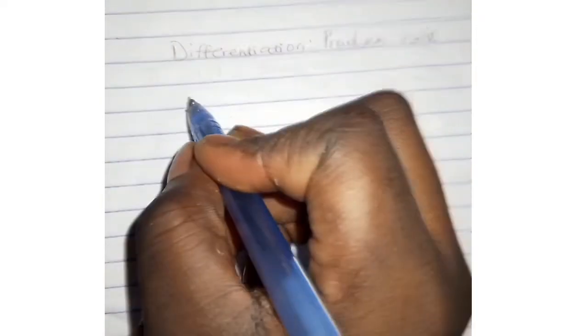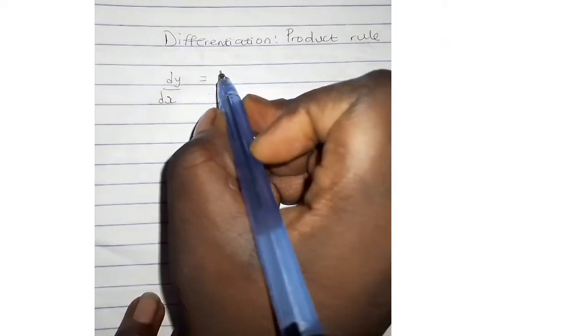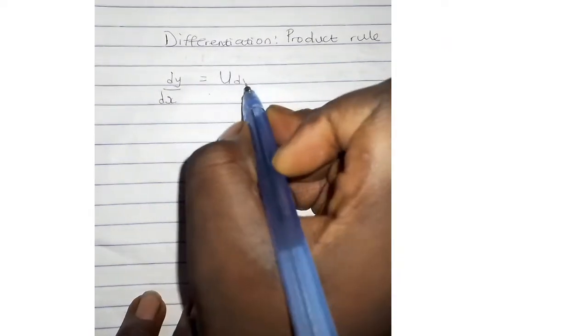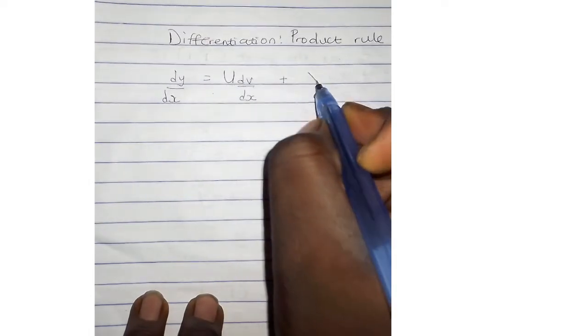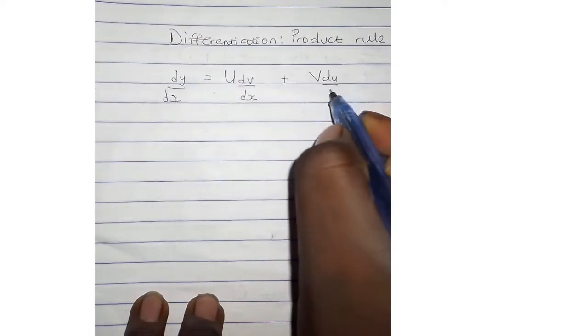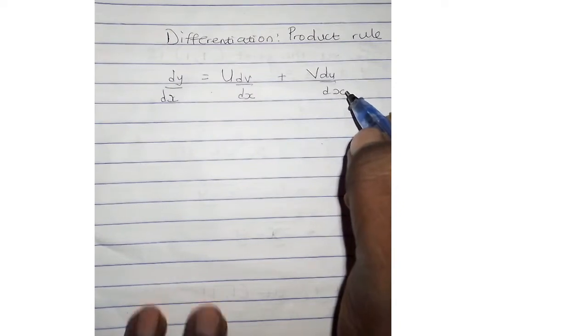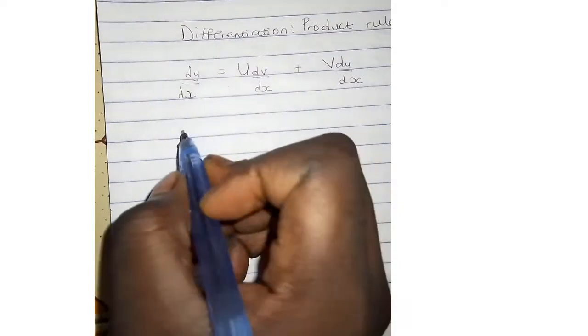Welcome to today's video. In this video, we're going to talk about differentiation. A part of differentiation is using the product rule. And the formula for the product rule is given as dy/dx is equal to u dv/dx plus v du/dx. So I'm going to take an example under this.